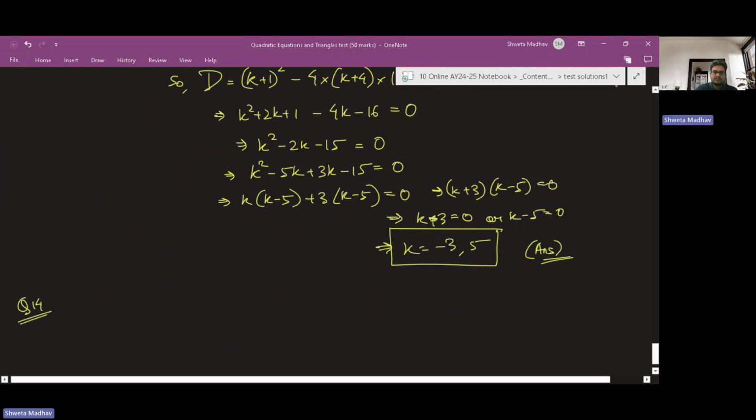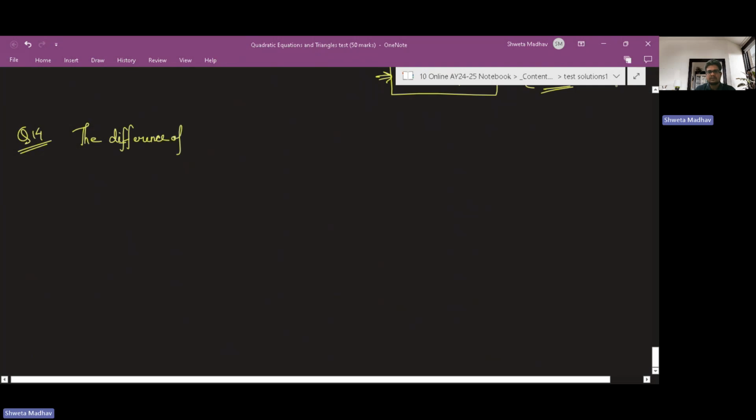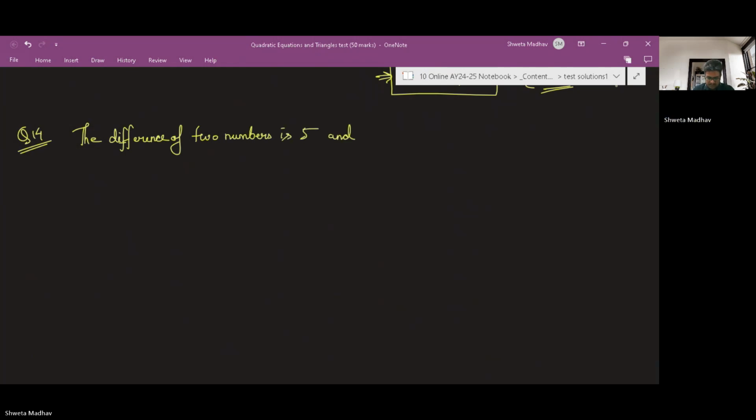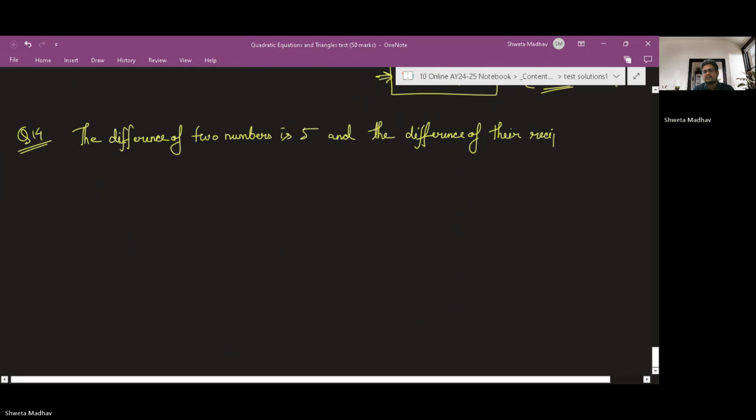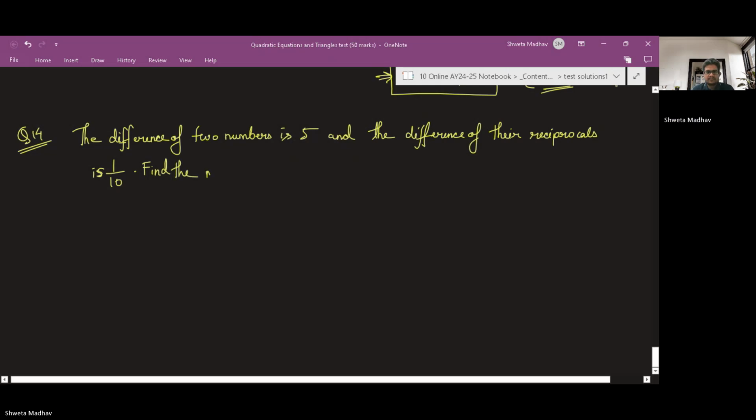Then in question number 14, it has been told that the difference of two numbers is 5, and the difference of their reciprocals is 1 by 10. Find the numbers.